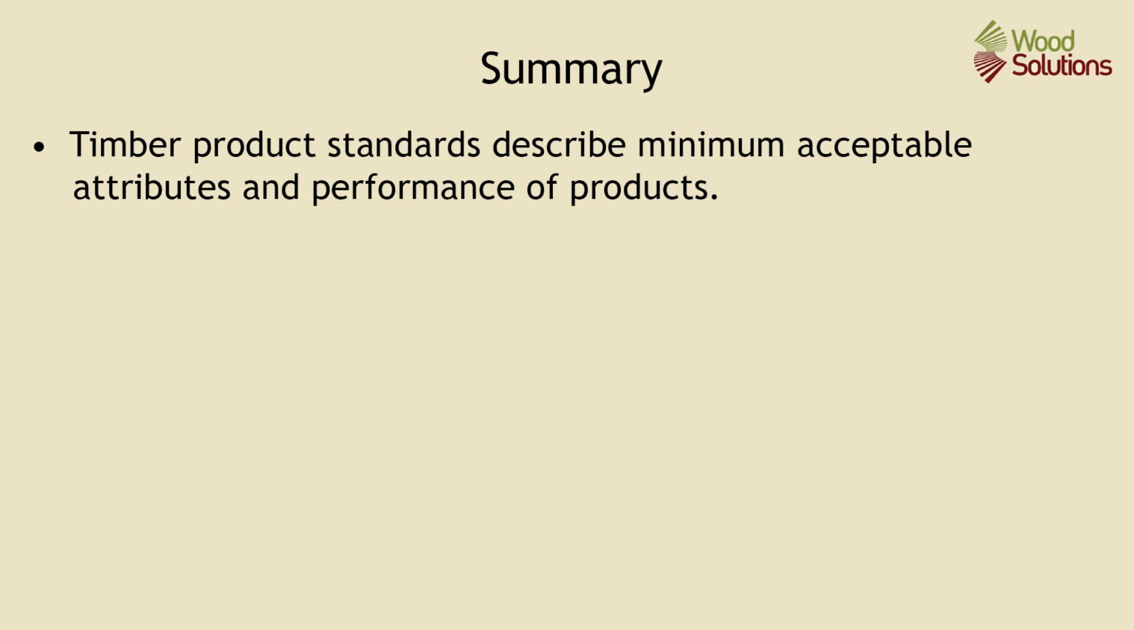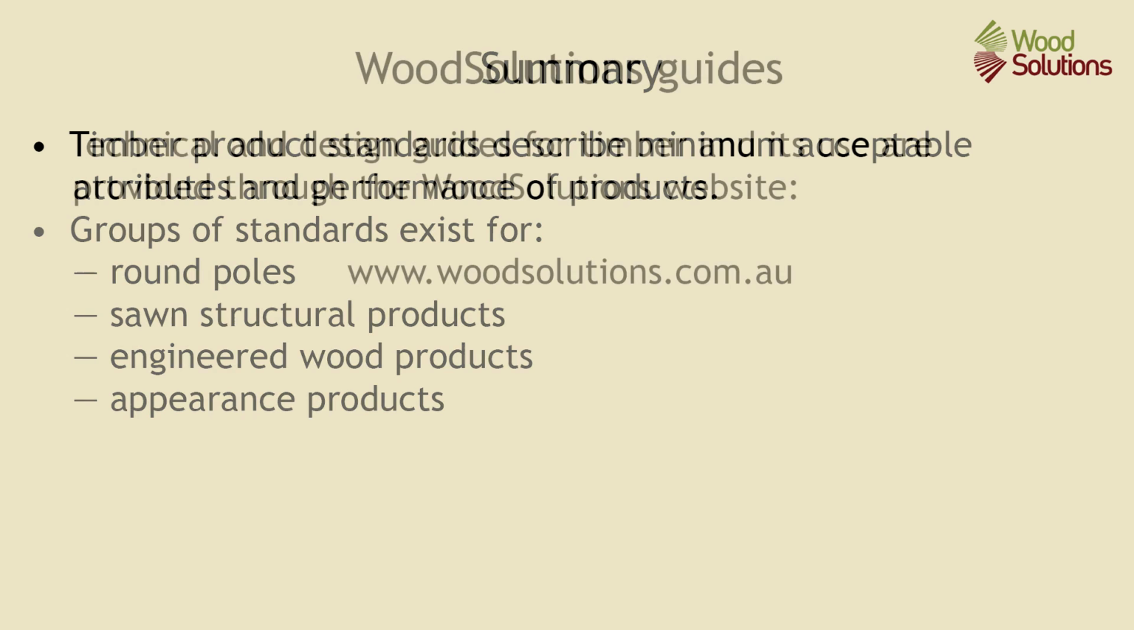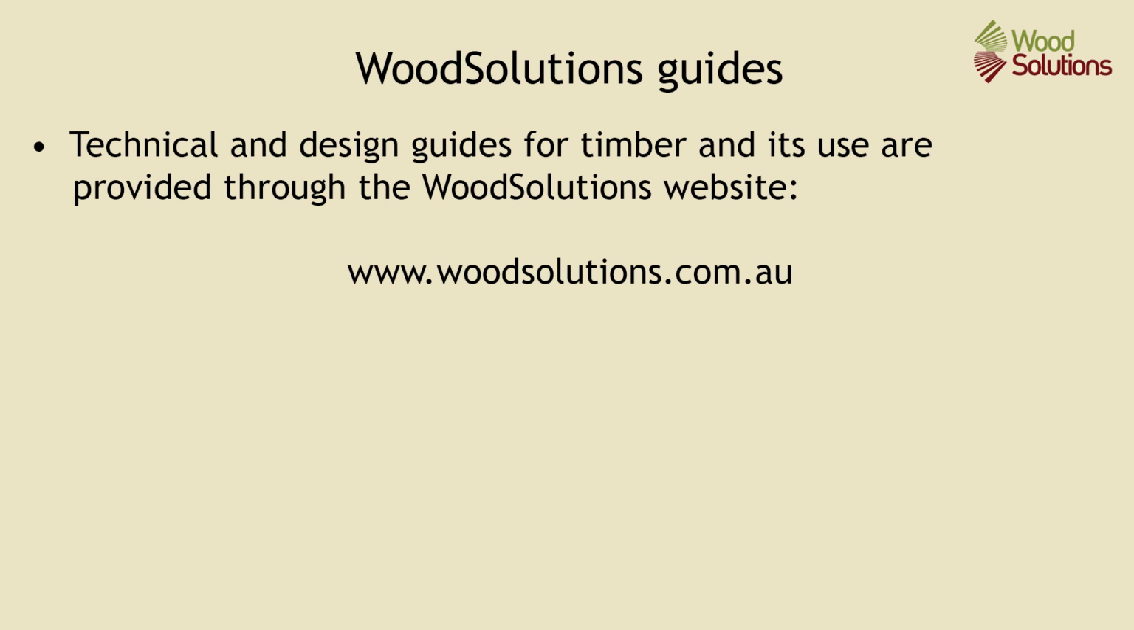So, in summary, timber product standards describe minimum acceptable attributes and performance of products. Groups of standards exist for groups of products like round poles, sawn structural products, engineered wood products and appearance products. Additional information on timber and its use is available in the technical and design guides provided through the Wood Solutions website.